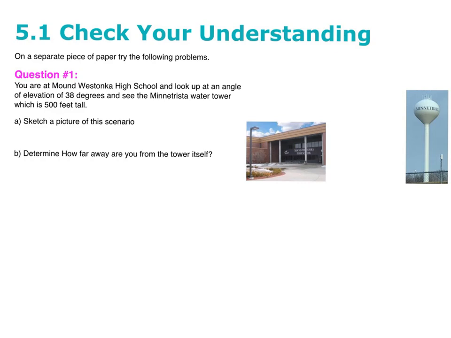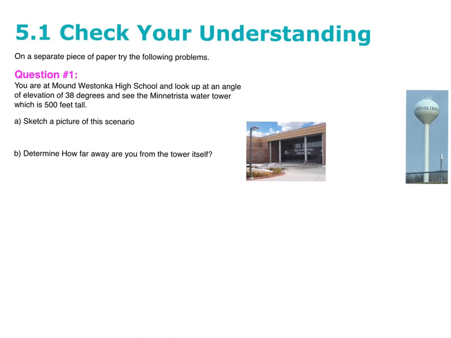So in this video, we're here at the high school, and we're going to be looking up at an angle of elevation of 38 degrees and see the Minitrista Water Tower here, which is 500 feet tall. So let's discuss this scenario. Again, imagine we're here. We're looking straight ahead because that's how we look. An angle of elevation means we're going to elevate up. So as we're looking straight ahead, we elevate up.